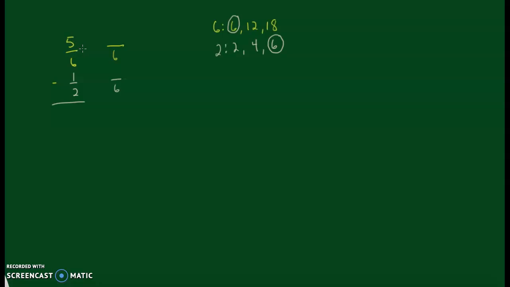For 5/6, it's obviously not going to change, but just to go through the process, 6 times 1 is 6. So if we do 6 times 1, we also have to do 5 times 1. So again, that doesn't change. And for half, 2 times 3 is 6. So if we do 2 times 3 to get 6, we also have to do 1 times 3. And 1 times 3 is 3. 5/6 subtract 3/6 equals 2/6.